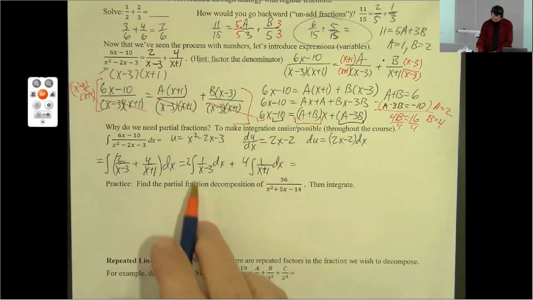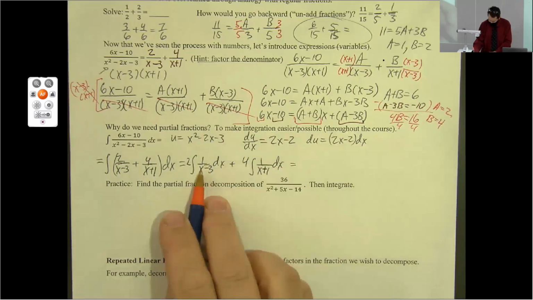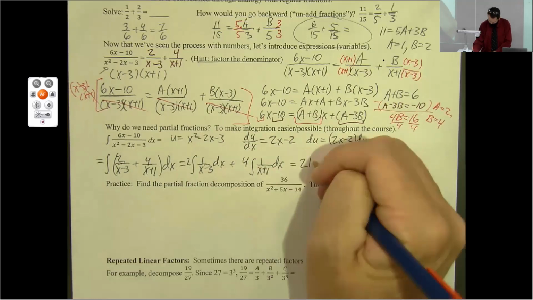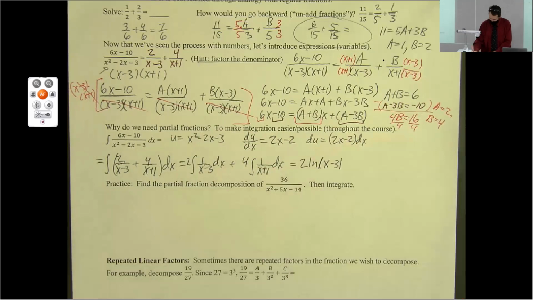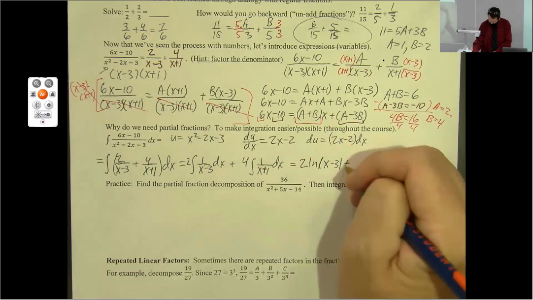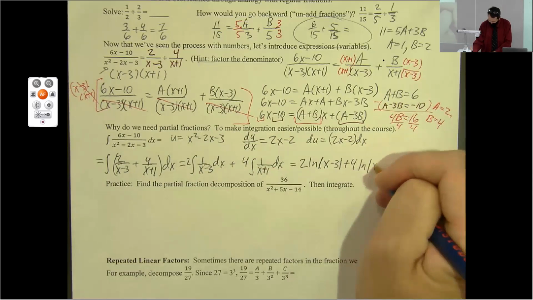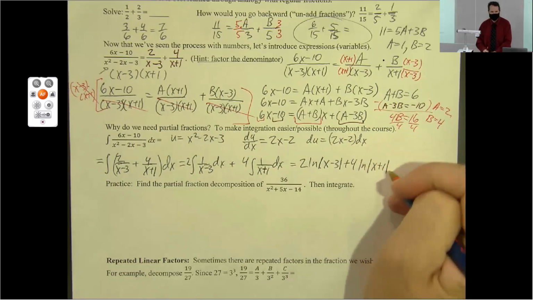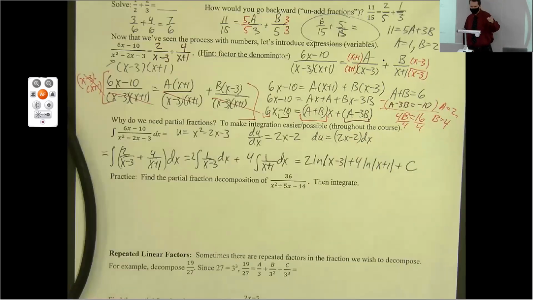Okay. Can we do this guy? What's his integral? Natural log of absolute value of x minus 3, right? Yep. Plus 4 times natural log of absolute value of x plus 1, and we're done. No? Oh, plus c. Very good. Okay, indefinite integrals plus c.